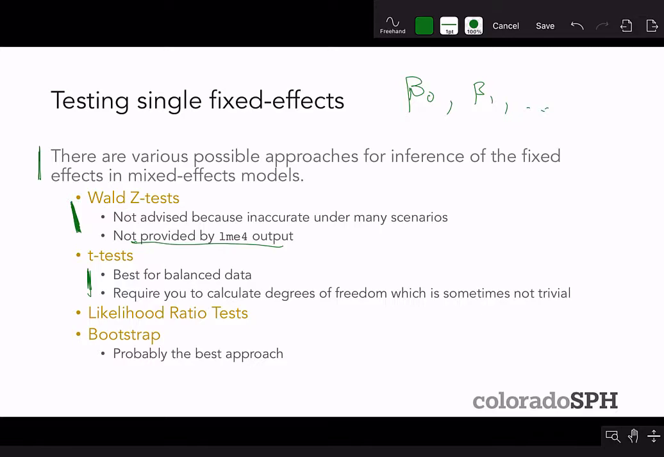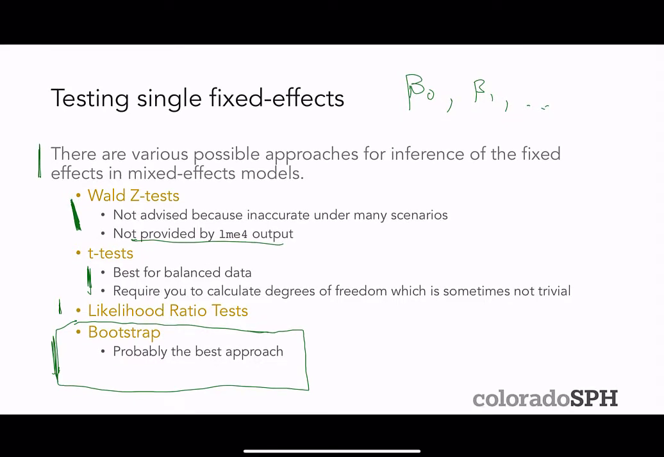Other option is likelihood ratio tests, and finally the best option, one that will work in every scenario. And when I say it doesn't work in some scenarios, I mean that when you have data that's particularly imbalanced or a particularly complicated model, the inference might be more difficult to come by. But it will always work in the case of the bootstrap, so that's probably the best approach. However, I'm going to give you a couple alternative approaches as well.